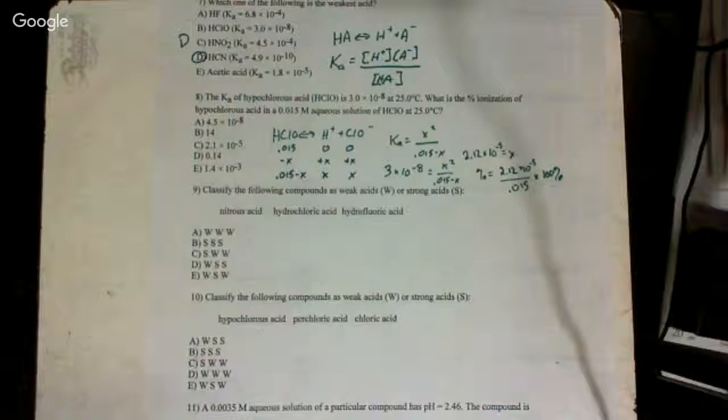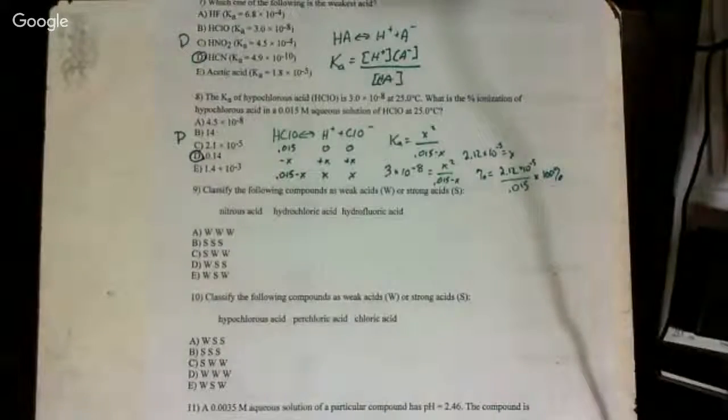And I'm getting something on the order of about 14%. Which does not appear to be right. Oh, that's because it's not 14, it's 0.14. Mr. Caldwell goofed that up on his calculator. So the answer there was D.